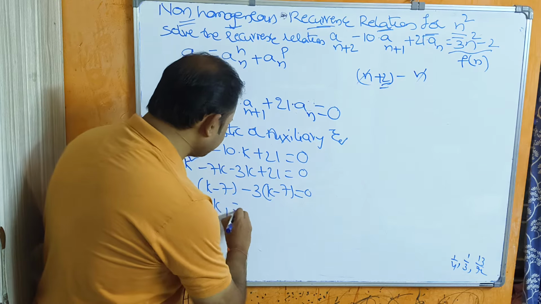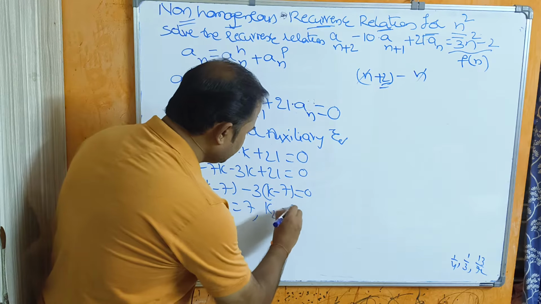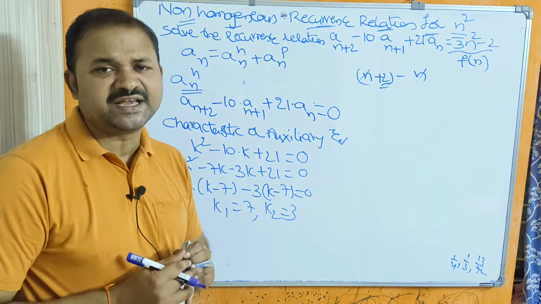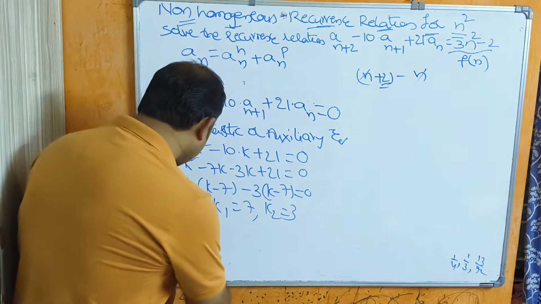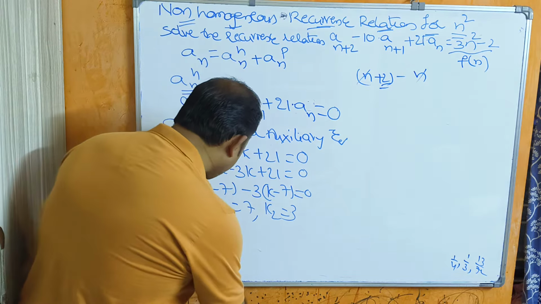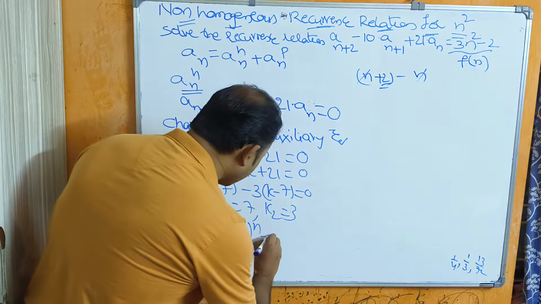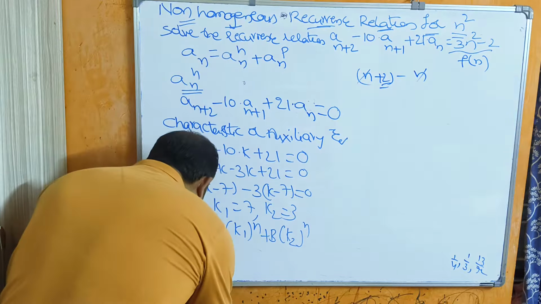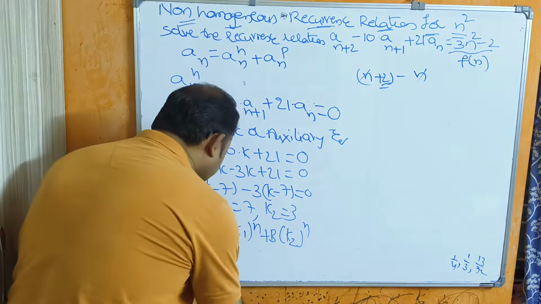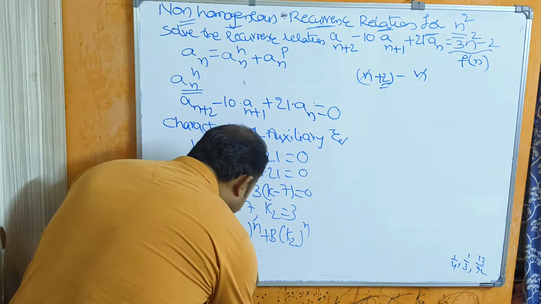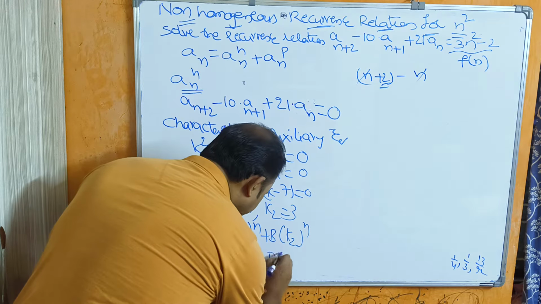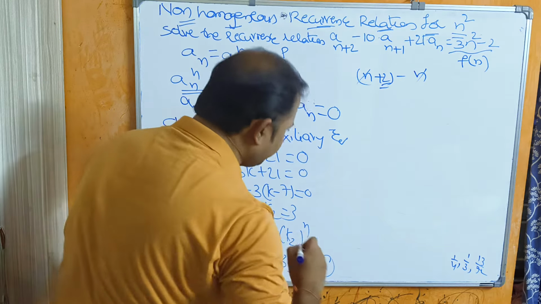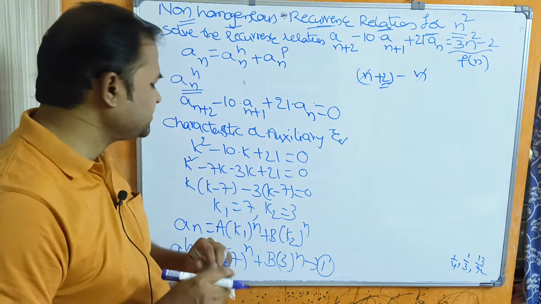Here k1 equal to 7, k2 equal to 3. Thus here the roots are real and different. If the roots are real and different, then the general solution is a(n) equal to a into k1 whole power n plus b into k2 whole power n. We can write this as a(n) power h. This is homogeneous solution. A into, what is k1? 7, so a into 7 power n plus b into, what is k2? 3. So b into 3 power n. Let it be equation number 1. So a(n) power h is calculated.